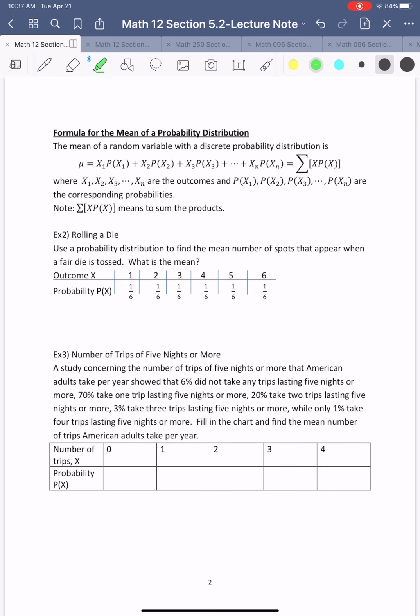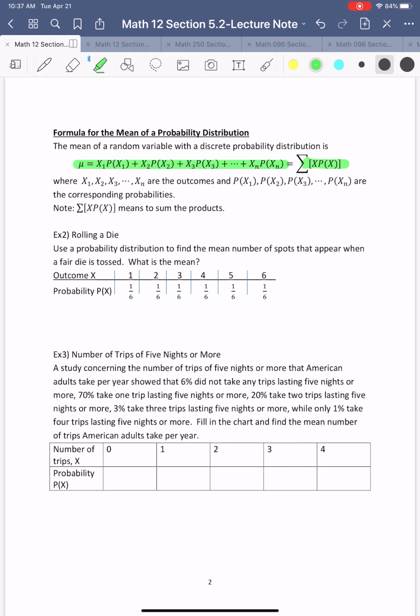Alright, next page. A formula for the mean of a probability distribution: the mean of a random variable with a discrete probability distribution. So this is a formula that we're going to use, where x1, x2, x3 go up to xn.